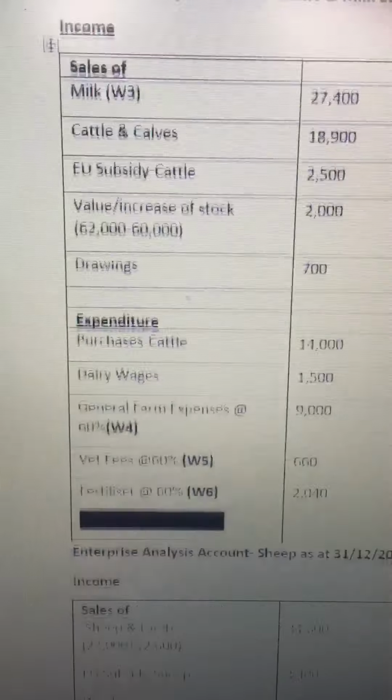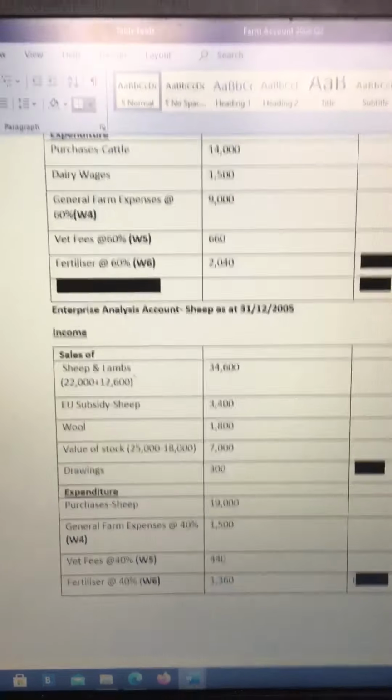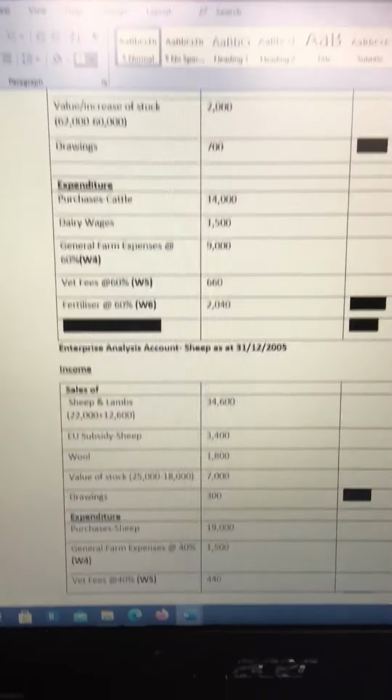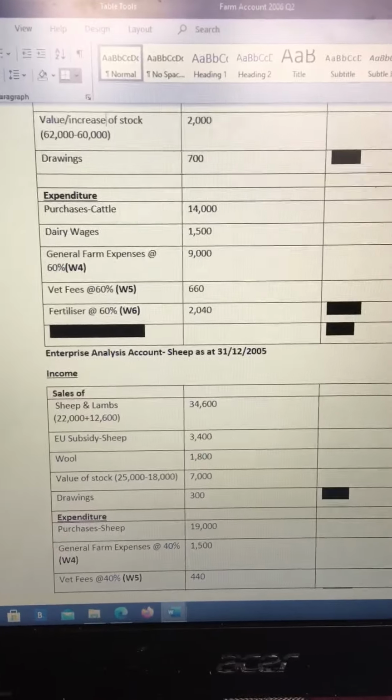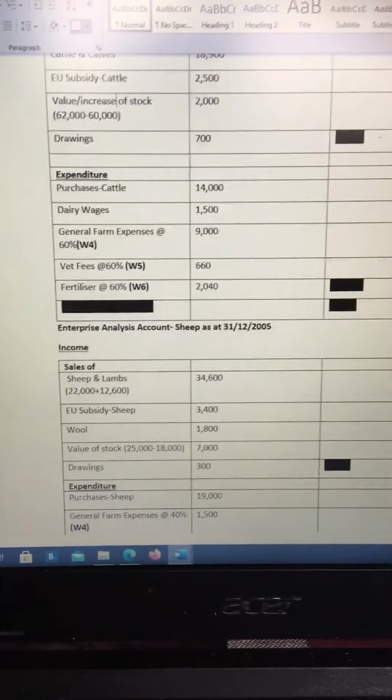Okay, so what I want you to do is I want you to finish this question and just have a look and see if you either make a profit or a loss in relation to the cattle and milk and the sheep. Best of luck.